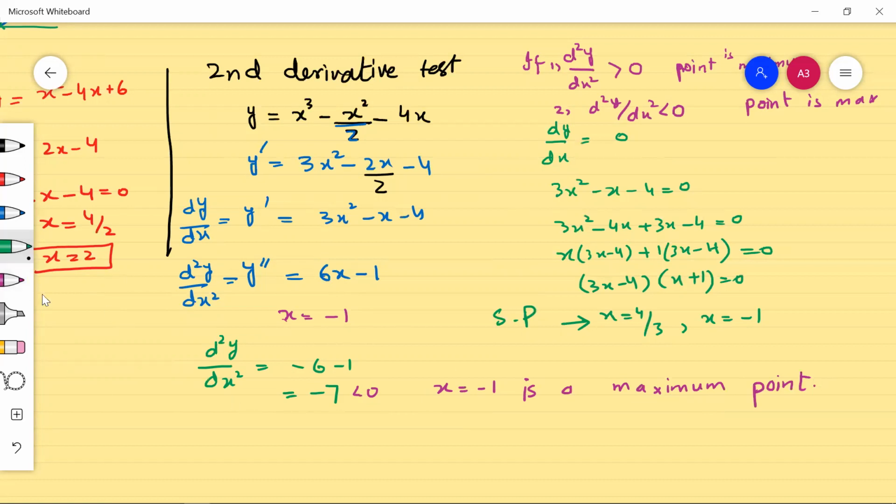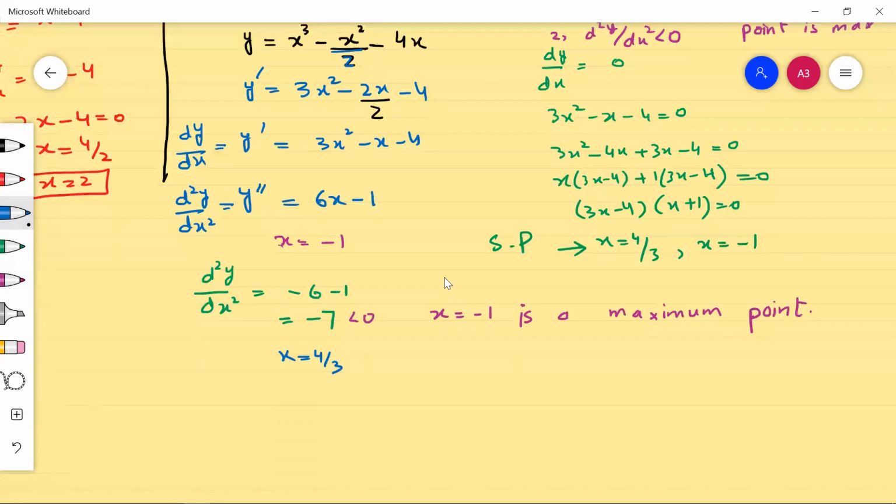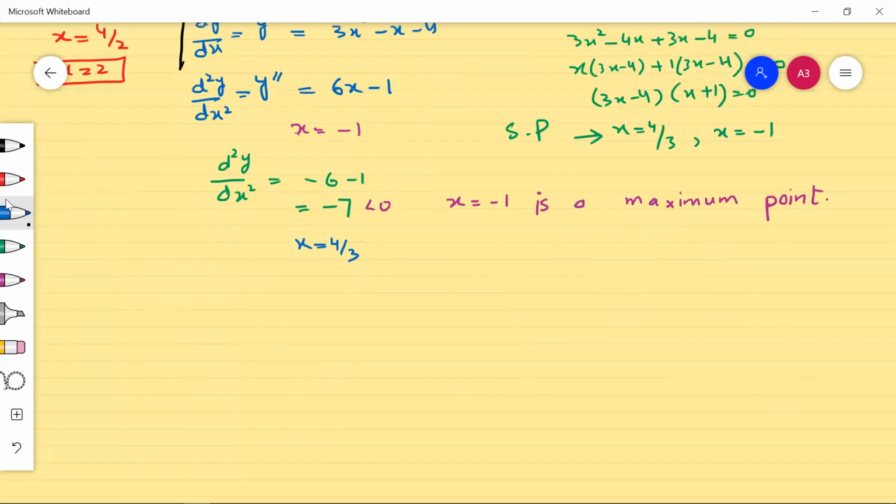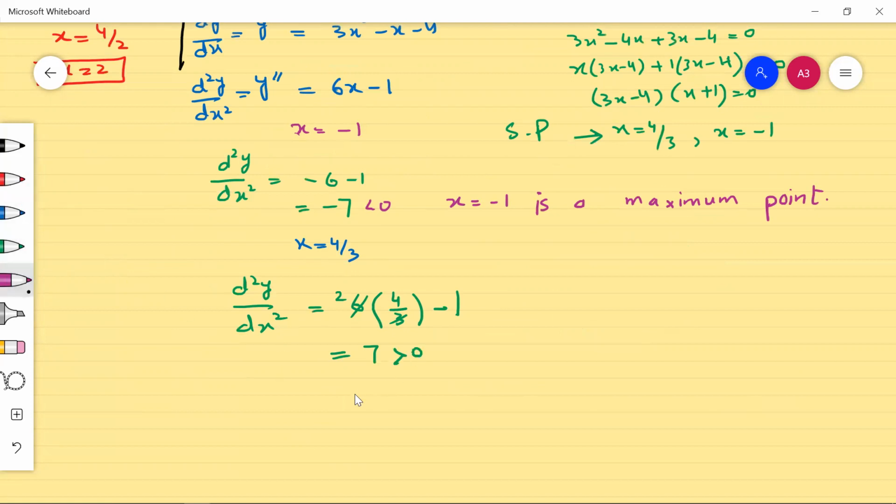For the second, we have x is equal to 4/3. Now check x is equal to 4/3. Again put in the double derivative, so it would be d²y over dx². Then put this value into the original: 6 into 4/3 minus 1. So 3 2s are 6... 2 4s are 8, minus 1, 7. So it is greater than 0. It means that x is equal to 4/3 is a minimum point.